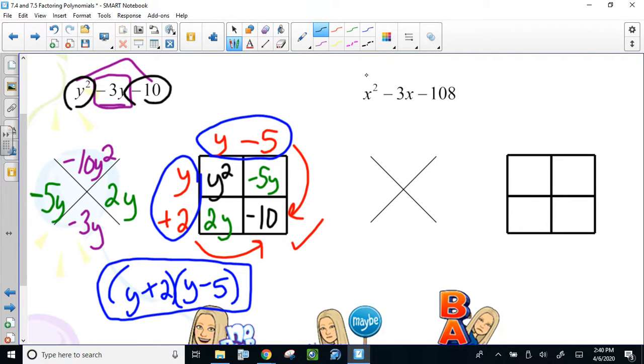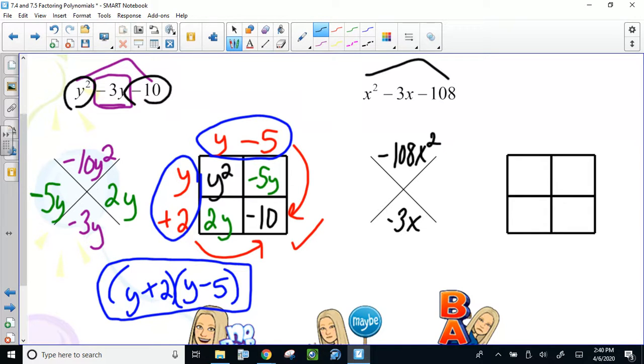All right, last one. First term times the last term. So this one, bigger numbers. I got negative 108x squared, and it has to add to make negative 3x. Now, obviously, this one I went way crazy with how big the numbers are, but it's possible. We can still factor this.